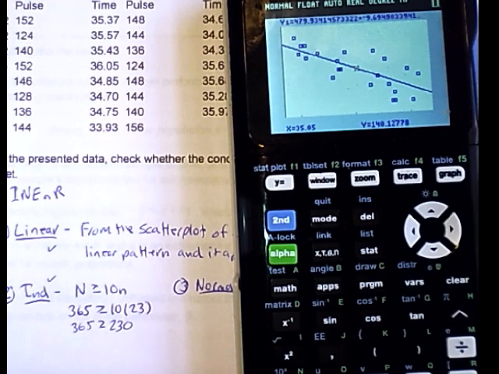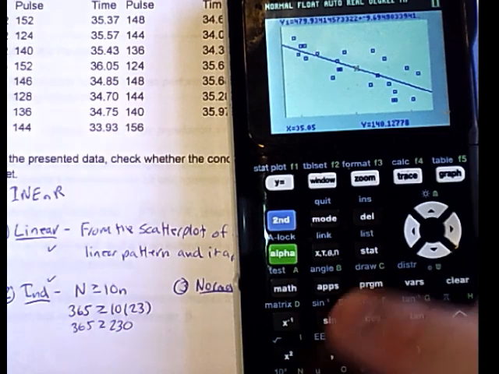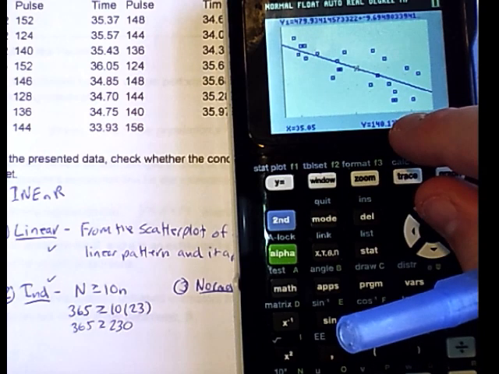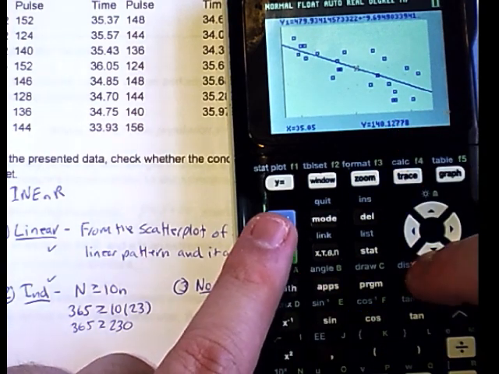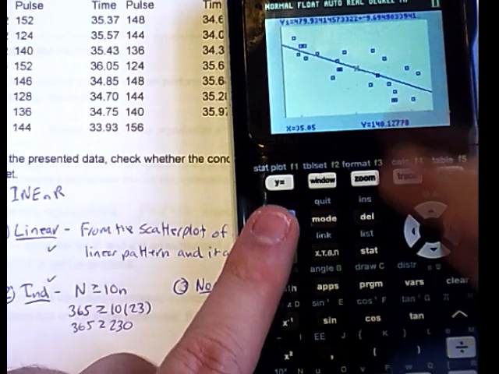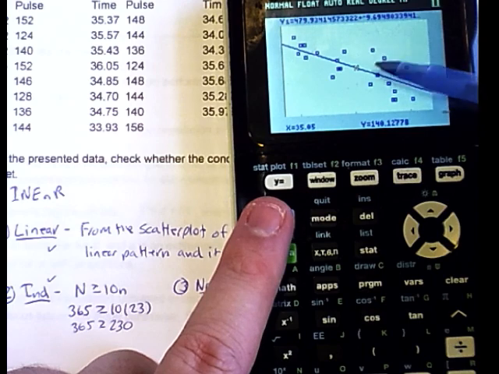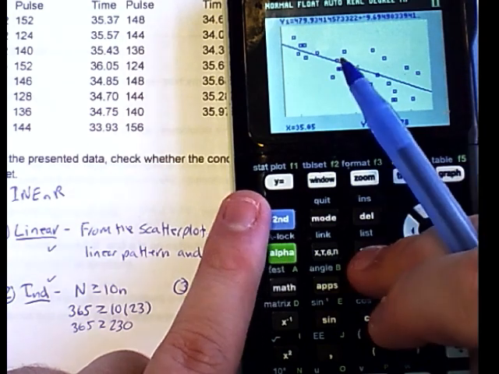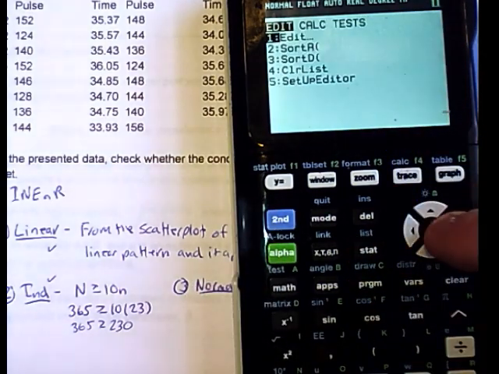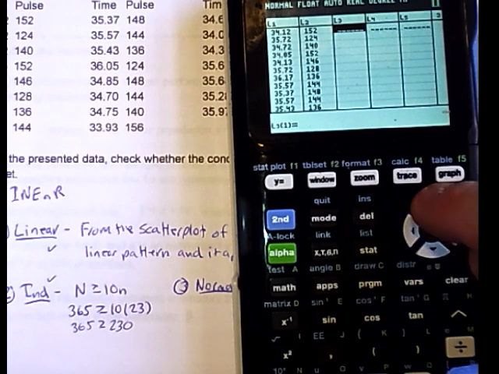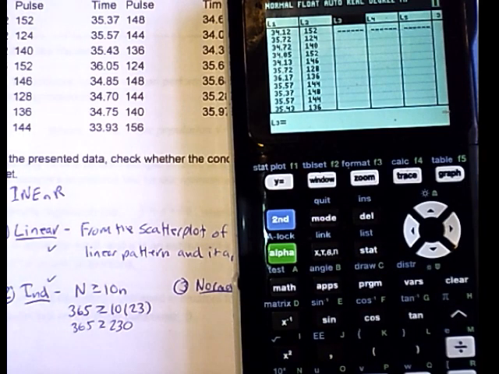Now, to check the normal condition, we have to look at the residuals. Okay, we have to look at the residuals. So, as soon as you run regression, your calculator calculates the residuals for every single one of these points. So go back under your lists. Okay. Now go up to L3, and let's actually look at the residuals.